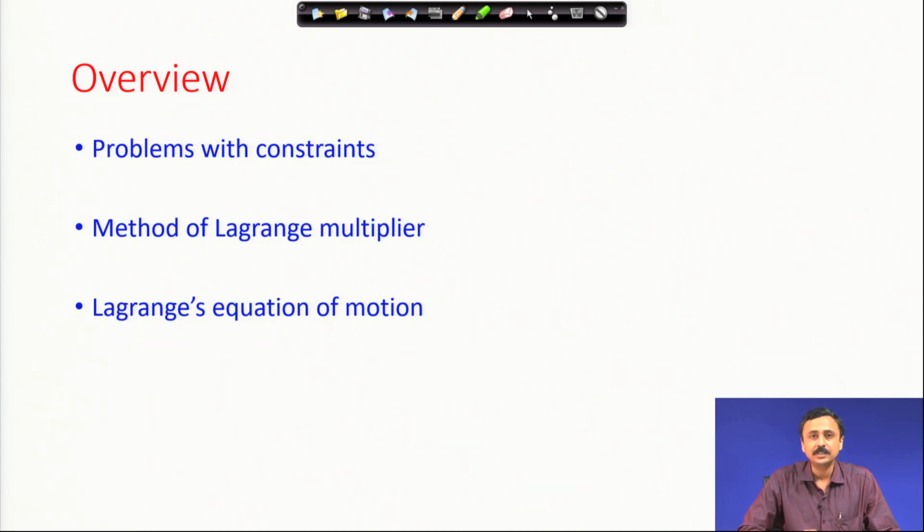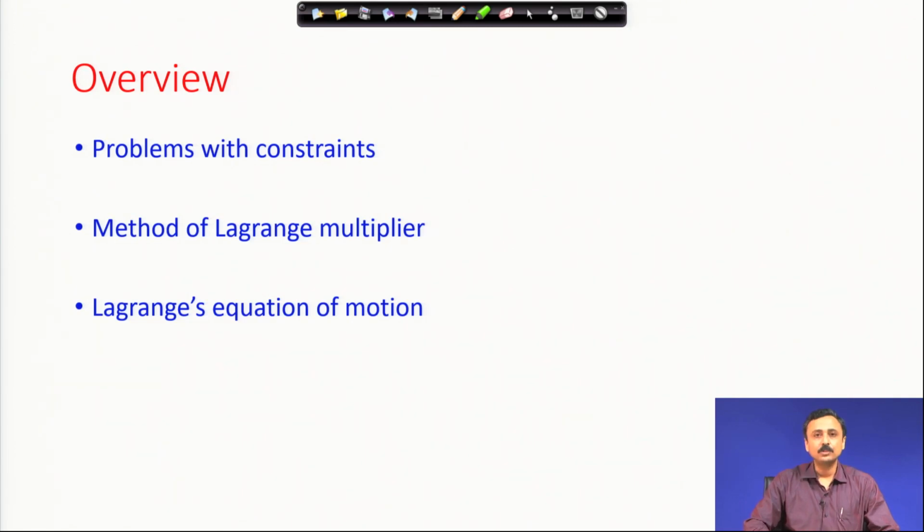Till now, we had been discussing problems where we had the system in a potential field. We followed Hamilton's principle and derived Lagrange's equation of motion. Then we discussed systems with non-potential forces or non-conservative forces, and we had the Hamilton-Ostrogradsky principle, and we had derived Lagrange's equation of motion.